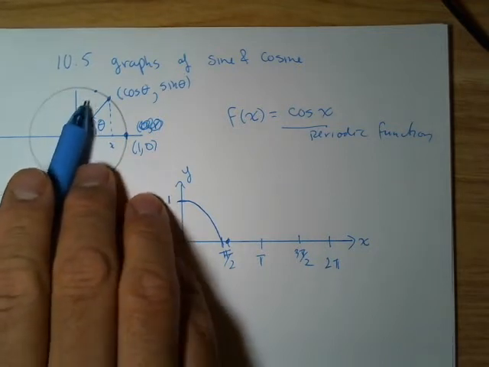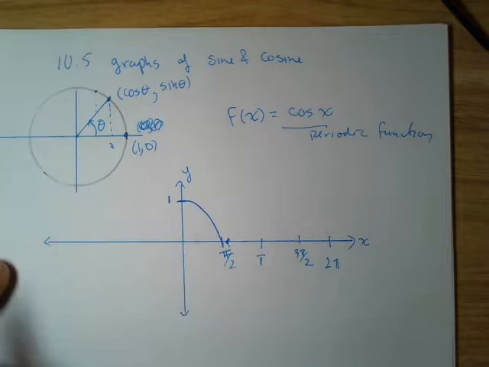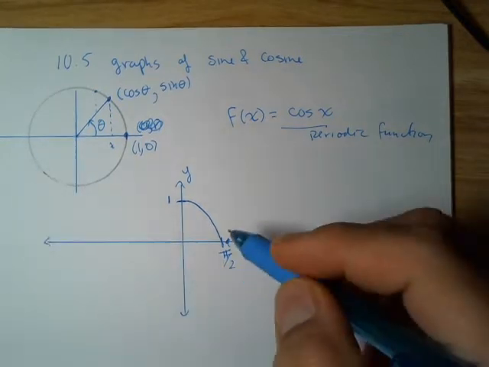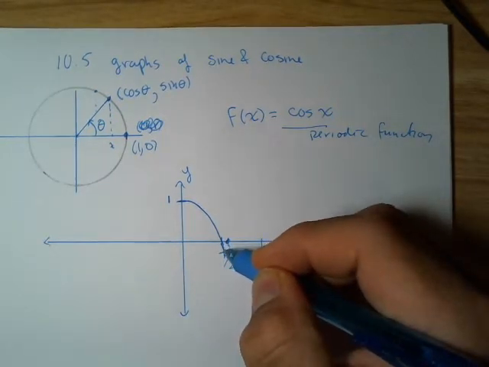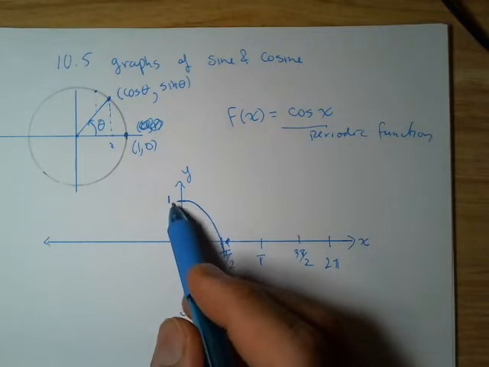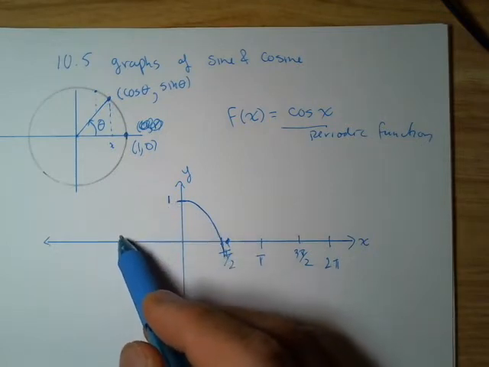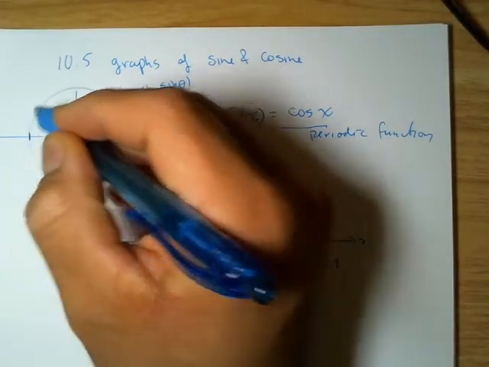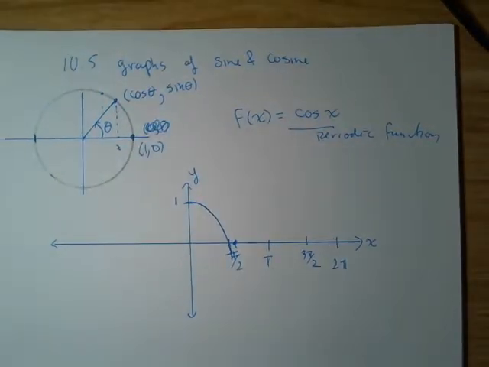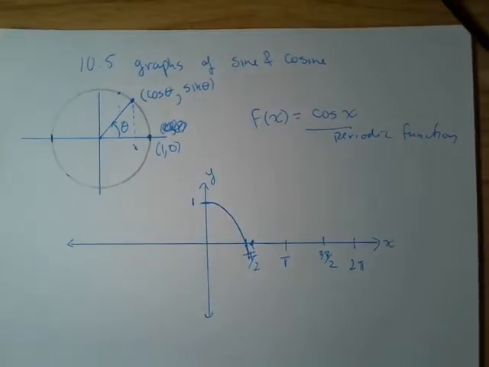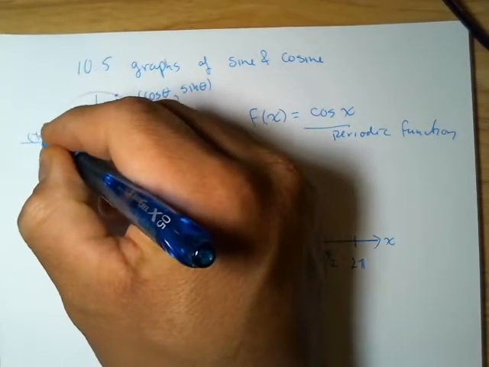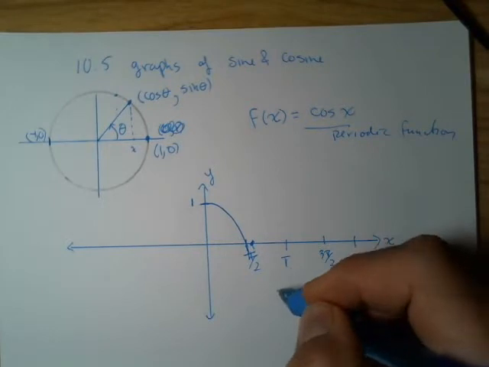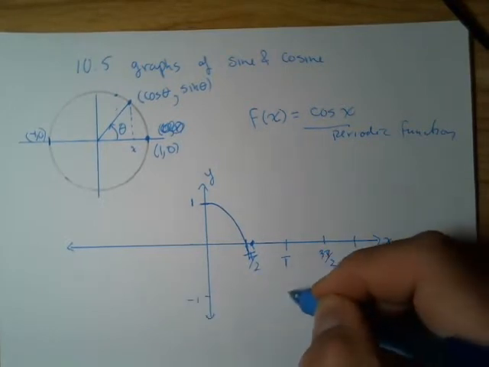Now, as we increase theta bigger than pi over 2, it continues to decrease. But in this case now it's negative. So it dips below the x-axis here, and it becomes more negative, more negative, till it reaches pi, in which case it reaches its smallest value, in this case negative 1.